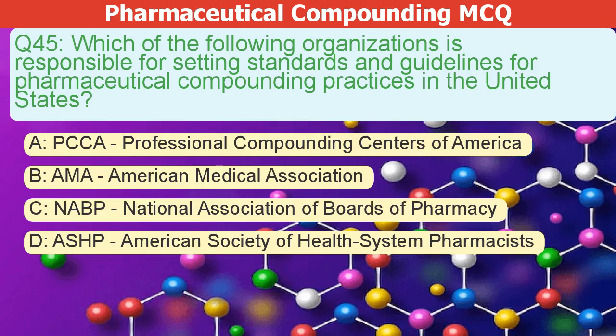Which of the following organizations is responsible for setting standards and guidelines for pharmaceutical compounding practices in the United States? A. PCCA, Professional Compounding Centers of America. B. AMA, American Medical Association. C. NABP, National Association of Boards of Pharmacy. D. ASHP, American Society of Health System Pharmacists.